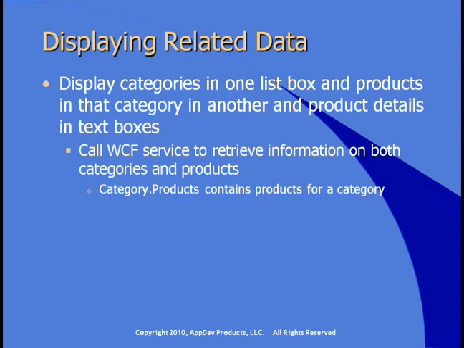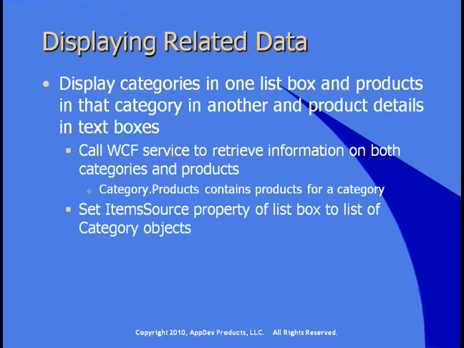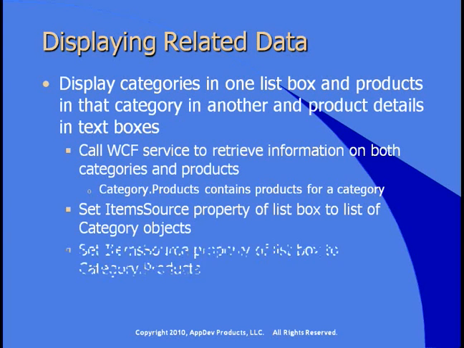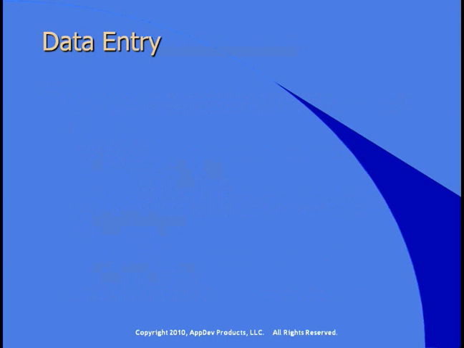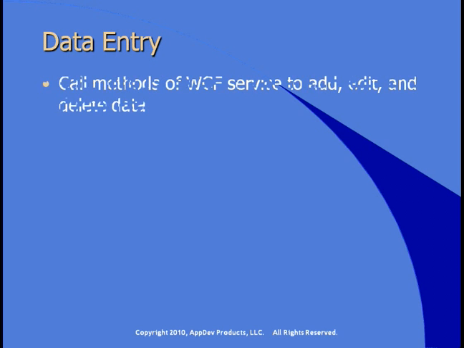We're going to create a products property to the category class that contains the products in that category. Then we'll set the item source property of the first list box to the list of category objects, the item source property of the second list box to the products in that category, and then set the data context of the grid to the individual product that has been selected. And of course, users typically want to be able to modify the data. So we're going to call methods of the WCF service to add, edit, and delete data. Let's go see all of these in our next demo.